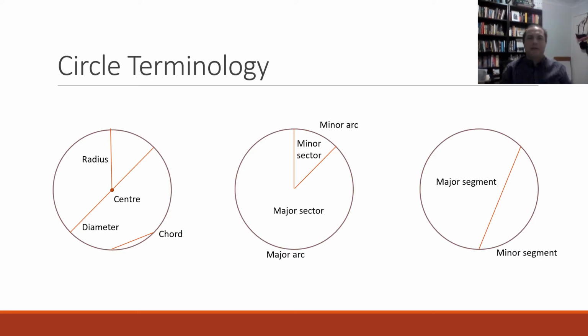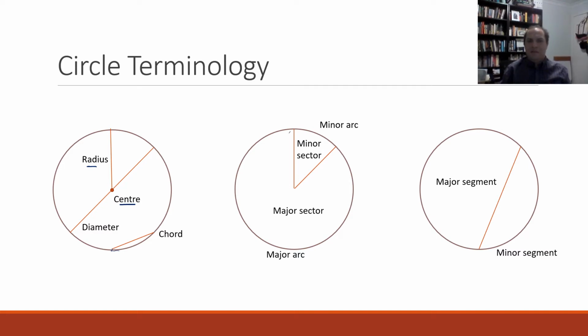Alright, so a few things about circles and the different parts that make up circles. Some of these words you know already. So radius you should know, it's the distance from the center to the circumference. The diameter goes all the way across from one side of the circle to the other through the center. A chord is just a line that goes from one side of the circle to the other. It does not have to go through the center.